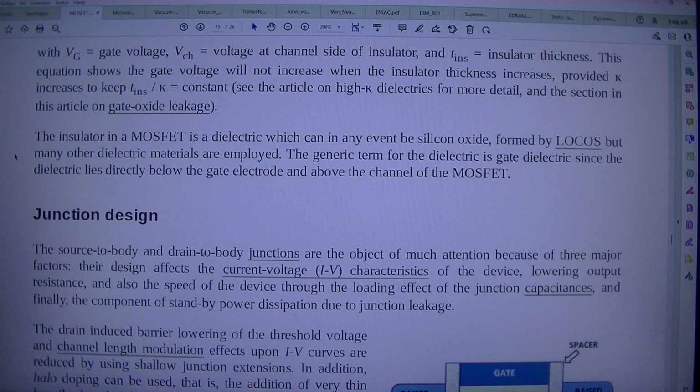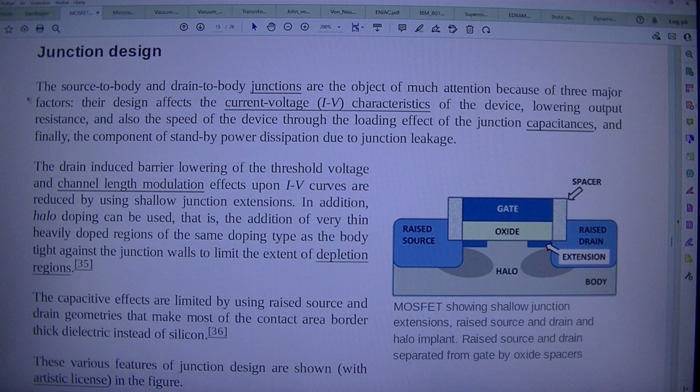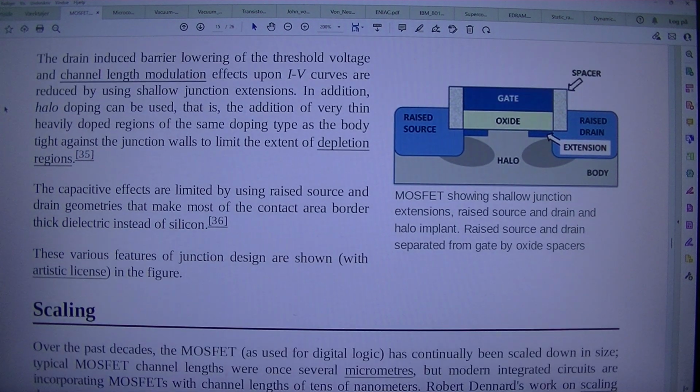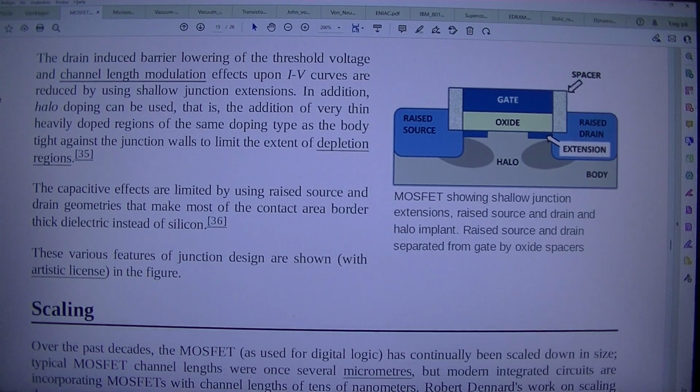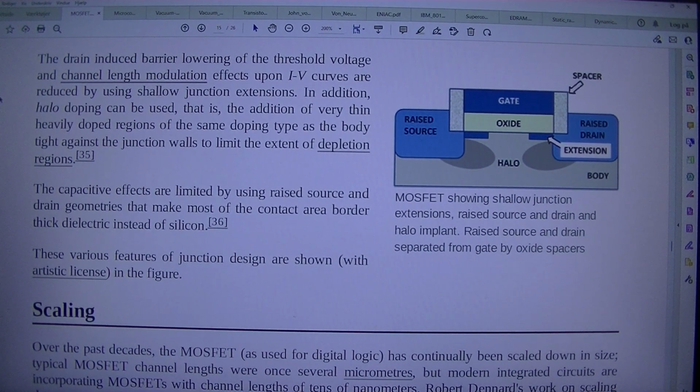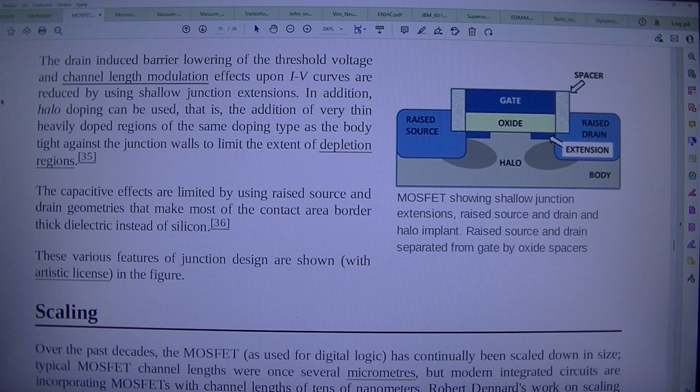Junction design. The source-to-body and drain-to-body junctions are the object of much attention because of three major factors. Their design affects the current-voltage, I-V, characteristics of the device, lowering output resistance, and also the speed of the device through the loading effect of the junction capacitances, and finally, the component of standby power dissipation due to junction leakage. MOSFETs showing shallow junction extensions, raised source and drain and a halo implant. Raised source and drain separated from gate by oxide spacers.